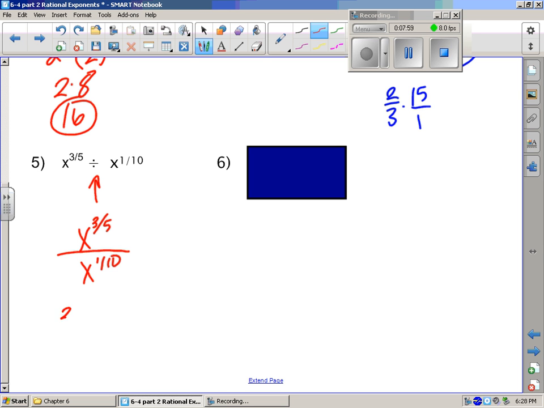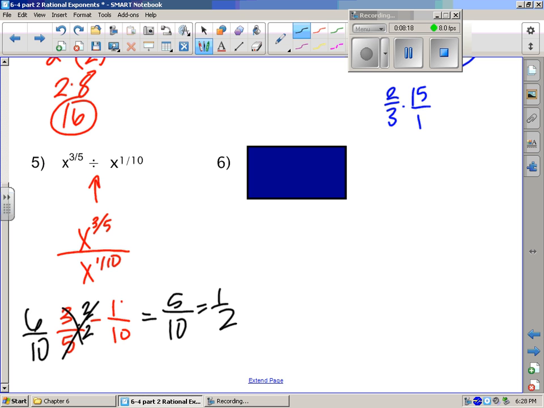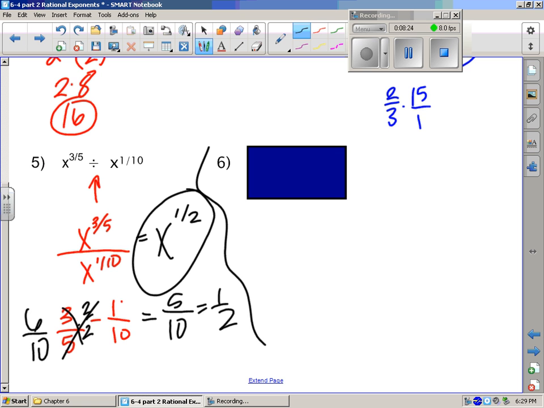Subtract. So we have to take 3/5 and subtract 1/10. And to do that, I need common denominators. I'm going to multiply these by 2 to turn it into 6/10. And when I do that, now I have a common denominator. 6 minus 1 will get us 5 in the top. 5/10 is the same as 1/2. So the final answer is x to the 1/2 power, or square root of x. Or square root x, that's right.